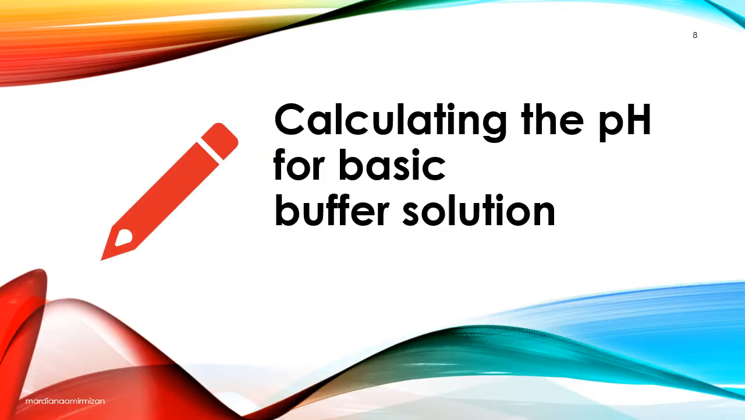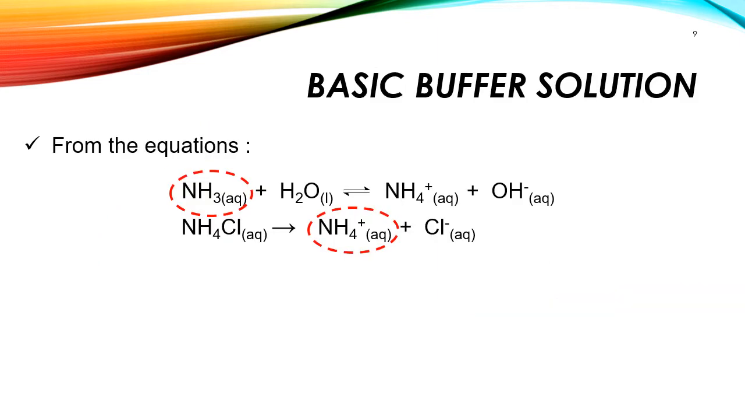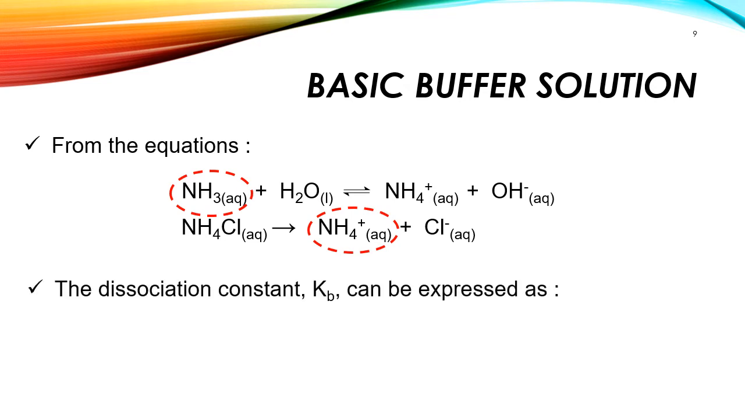Now, let's discuss how to calculate the pH for a basic buffer solution. Let's consider the same example of a basic buffer solution that contains ammonia and ammonium chloride. The dissociation constant for this buffer solution can be expressed as Kb equals the concentration of the ammonium ion times the concentration of the hydroxide ion, divided by the concentration of the weak base, ammonia.